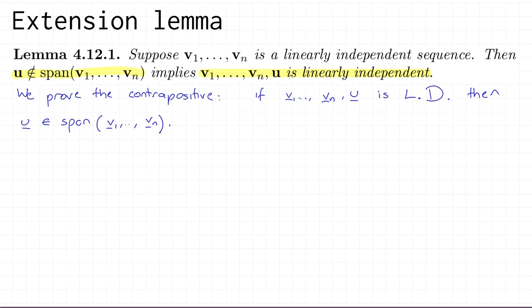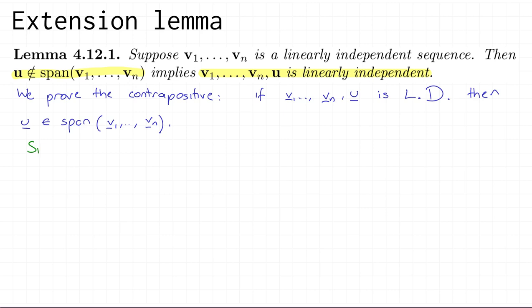Well, if we know that something is linearly dependent, then we know that there is a linear combination of that sequence equal to the zero vector where not all of the coefficients were zero. That's why it's helpful to prove the contrapositive here, because saying that something is linearly dependent actually gives us something we can work with. So let's begin our proof.